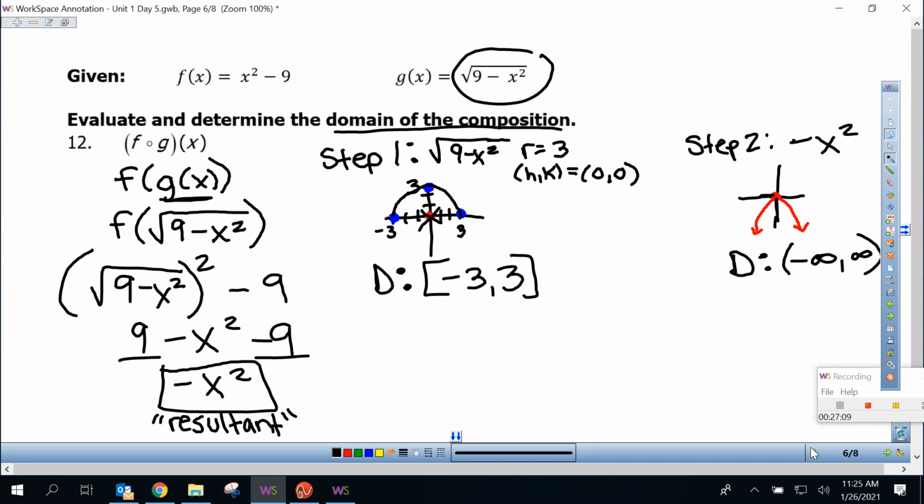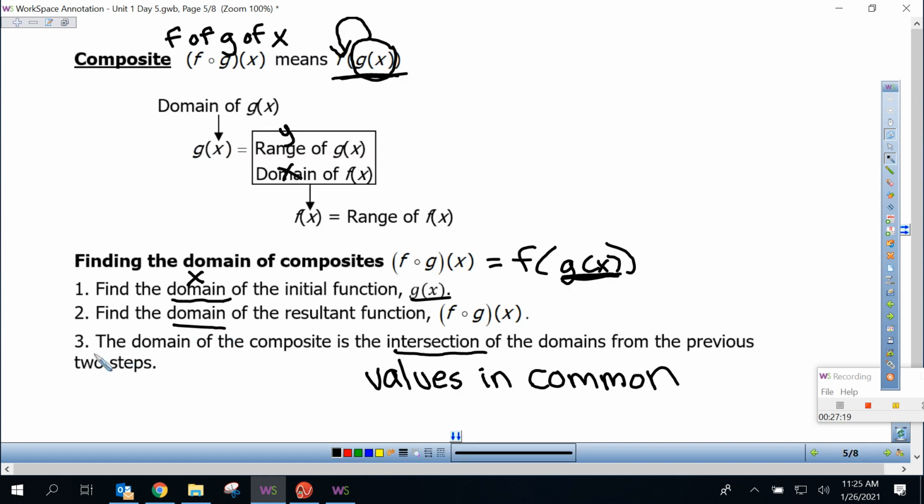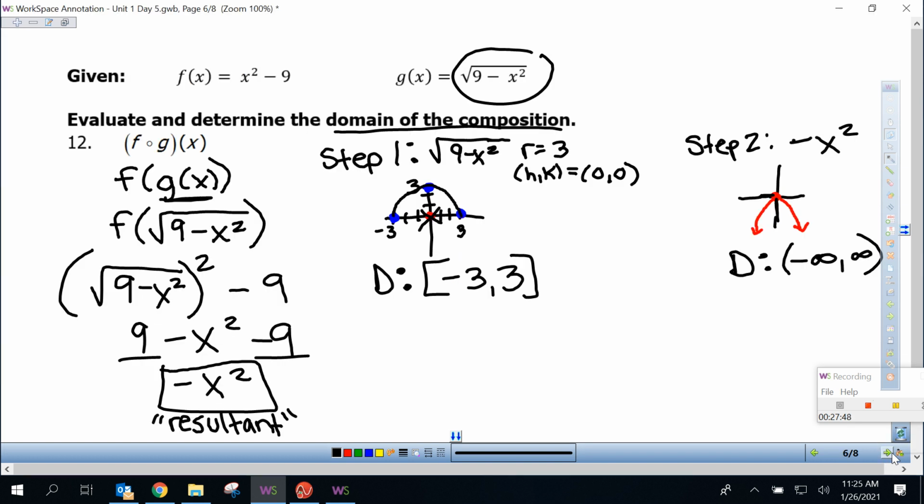So then step 3, let me go back to what it said. Step 3 says the domain of the composite is the intersection of the domains from the previous 2 steps. For step 1, we got negative 3 to 3 inclusive. Step 2, we got negative infinity to infinity. Now we need to look at those 2 intervals and find the values that they have in common. So what x values do both of these intervals have that are the same? Negative 3 to positive 3. So the domain for our composite would be negative 3 to positive 3.